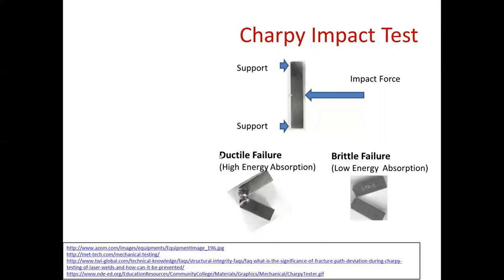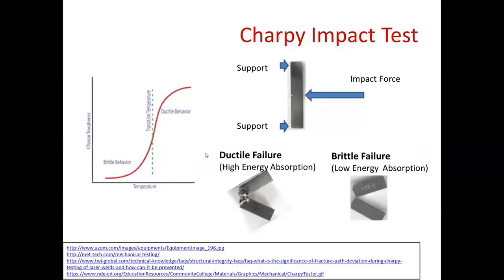These two pictures that I've just added show what a sample looks like if it's failed in a ductile mode on the left and a brittle mode on the right. In the ductile failure mode, we have a lot of deformation in the sample around the fracture, and all that plastic deformation absorbs energy. In the brittle fracture mode, you get cleavage from the fracture with very little deformation in the sample. The sample just breaks.